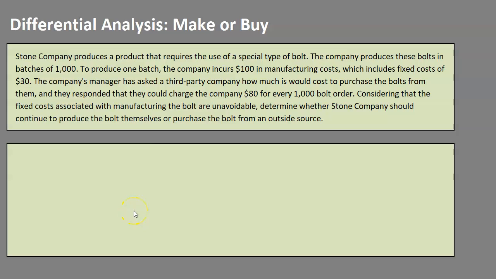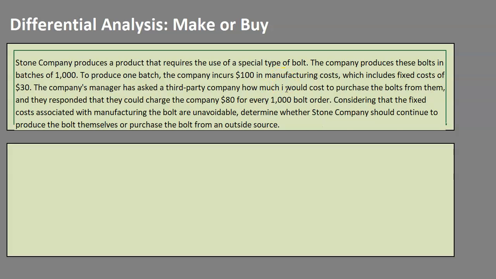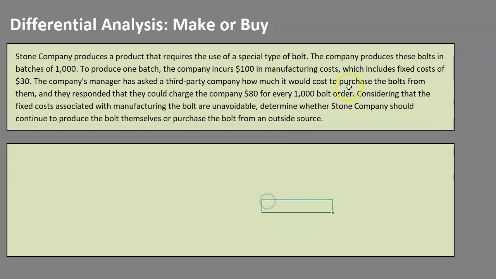It also says that the company's manager has asked a third-party company how much it would cost to purchase the bolts from them, and they responded that they could charge the company $80 for every 1,000 bolt order. So considering that the fixed costs associated with manufacturing the bolt are unavoidable, this is going to be very important. Determine whether Stone Company should continue to produce the bolt themselves or purchase the bolt from an outside source.